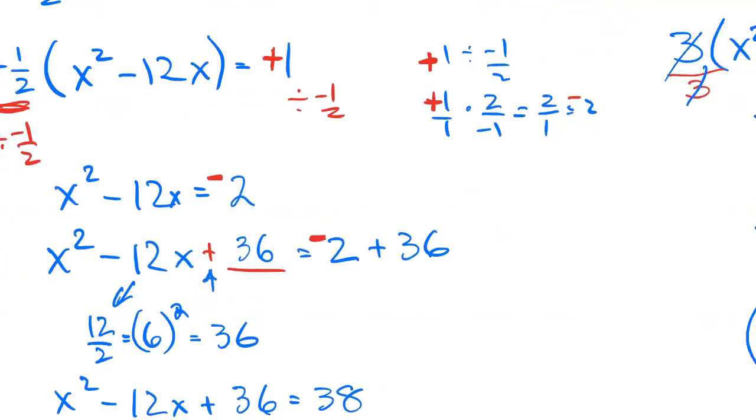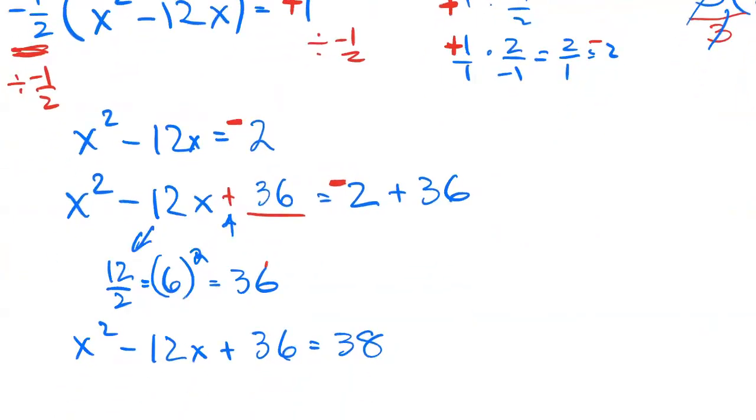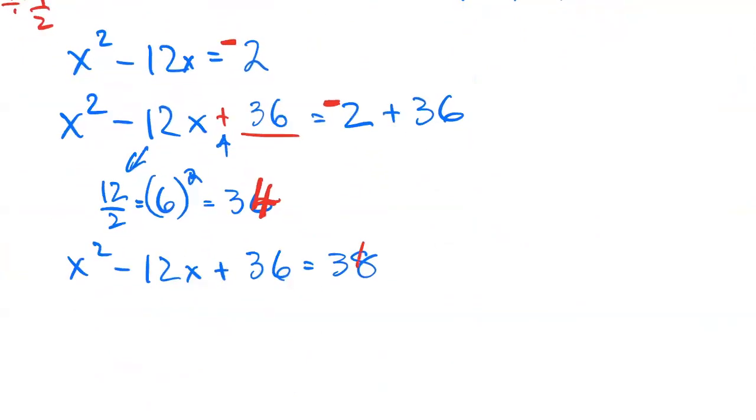And 36 plus negative 2 should be 34. This should be a 34. Doesn't affect much of the question till here, so this should be a 34. No, that shouldn't be a 34. That's a 36. But this side, 34. Okay, so now we're good.